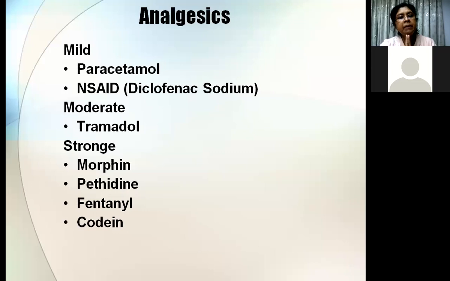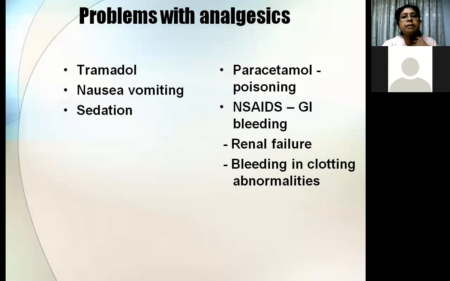Now you have to remember one thing with NSAIDs. You can't give them to patients who have renal problems or gut bleeding. Remember that, because you should try to avoid NSAIDs in elderly patients because they have renal issues. They are more or less CKD patients, so be careful when you're giving NSAIDs. Right. Then about strong analgesics, these are the problems with the analgesics.